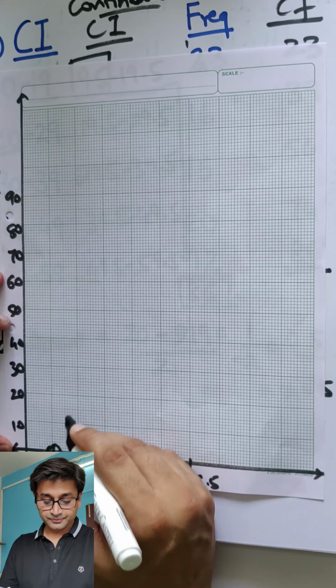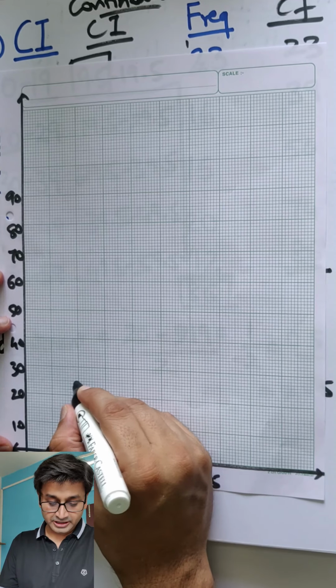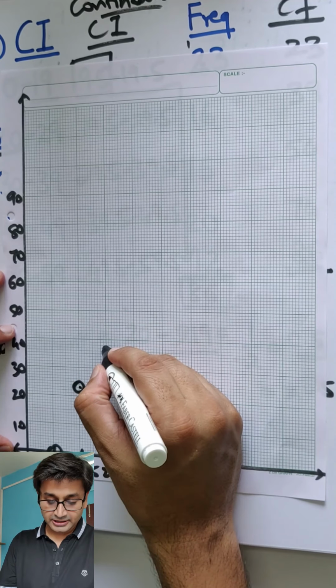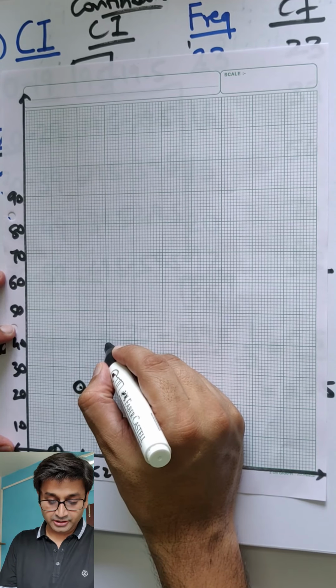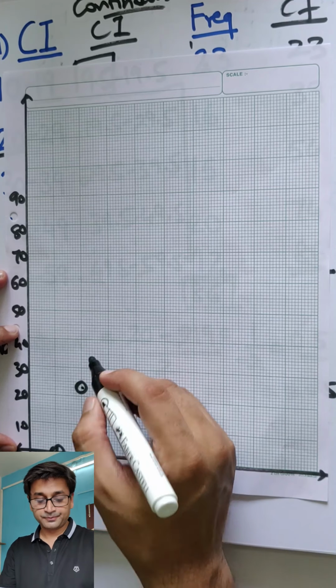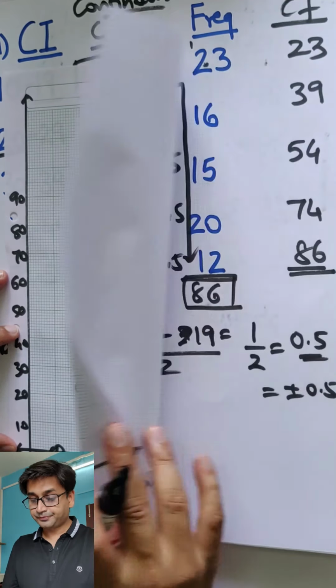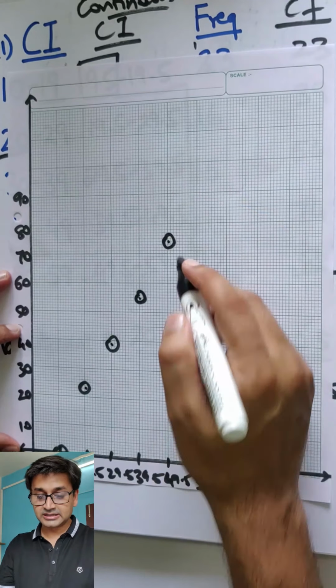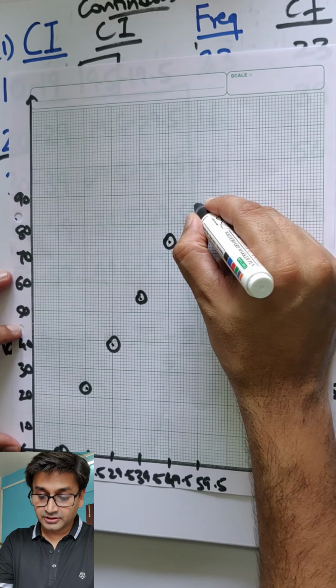19.5 is 23. So the first point now is going to be directly on 23. 39, 54. So 39, 2 lines down. Huh? No, this is going to be 1 line down because now the gap is 10. So you always have to see how much is the gap. So now it's going to be 39. After 39, 54, 74. So 54, 74. After 74, 86. So 86 is right over here.